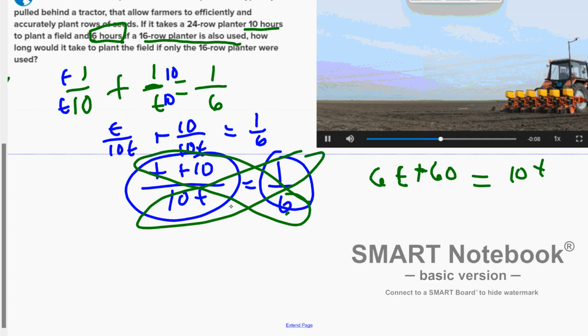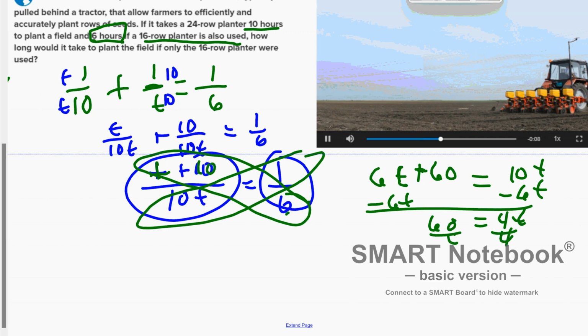So I just took this 6 and distributed it to the t and to the 10. Took the 10t and multiplied it by 1. Now I can just subtract 6t on both sides, and we get 60 equals 4t. Then we can divide by 4, which reduces down to t equals 15. So t would equal 15, and then we have our answer here. So that's one way to do it.